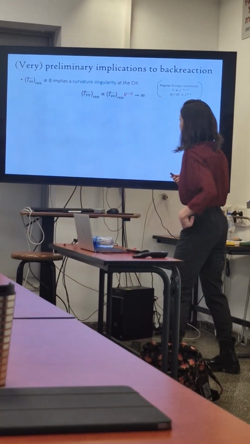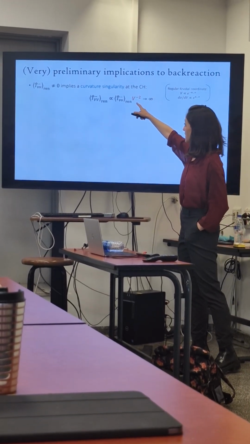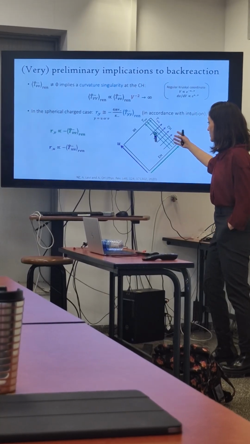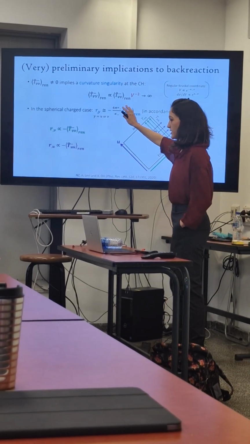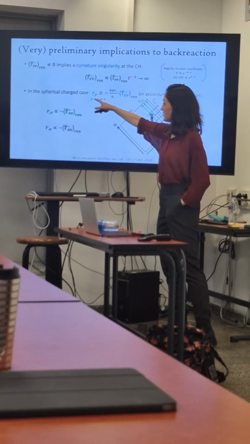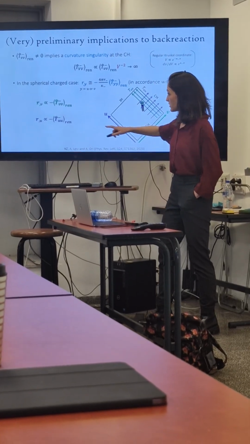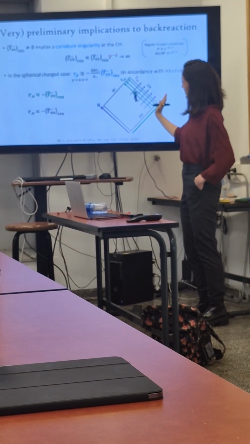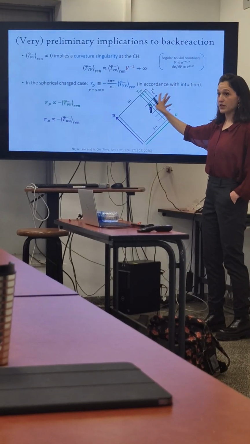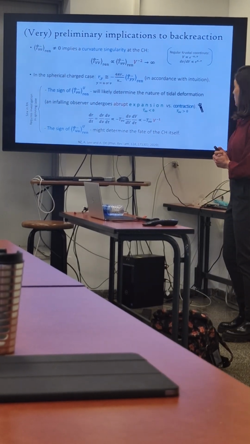So what do these results mean? Having a non-zero TVV at the inner horizon, as we said, implies a curvature singularity at the Cauchy horizon, a strong curvature singularity. Now what does it mean for our traveler? In the spherical charged case, we did some preliminary analysis of this, and we found that the derivative of r in the y direction, where y is either u or v, goes like minus Tyy at the inner horizon. So r comma v changes like minus TVV at the Cauchy horizon, and r comma u changes like minus the TUU flux at the Cauchy horizon. So the sign of TVV will likely determine the nature of tidal deformation.